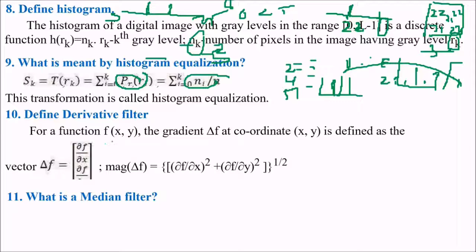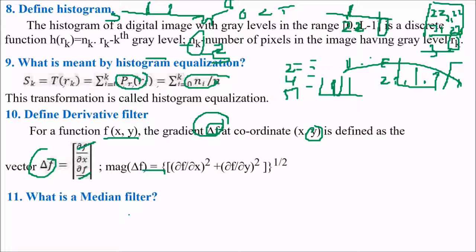Define the derivative filter. What is a derivative filter? Say you have a function f(x,y) and the gradient delta f at coordinate (x,y) is defined as delta f by delta x, delta f by delta y. This is the derivative filter, and the magnitude is given by the square root of (delta f by delta x) squared plus (delta f by delta y) squared. So in a derivative filter, you are applying a derivative-based filter on the image.